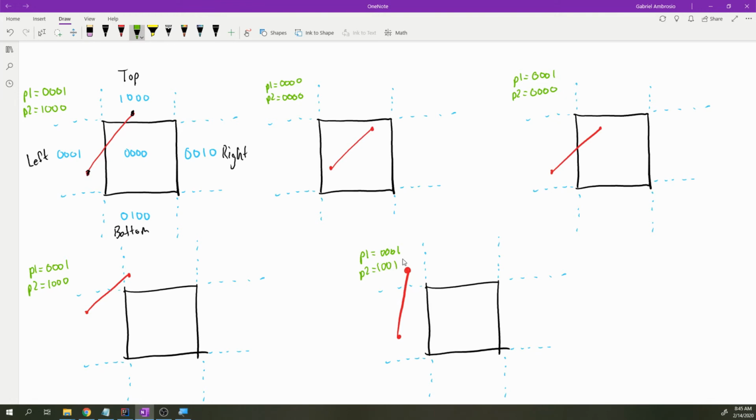Then what you can do is you can say, okay, if P1 and P2, logical AND, does not equal 0, you have something like this where it is completely outside. And that will work every single time.